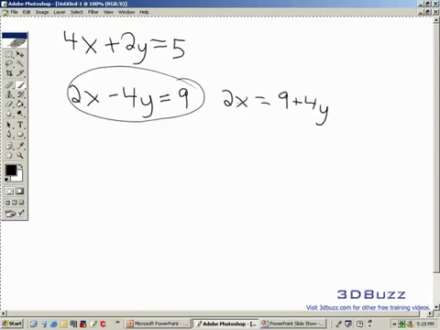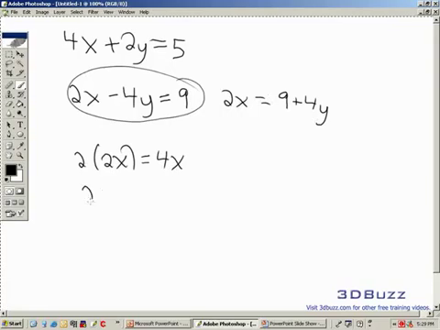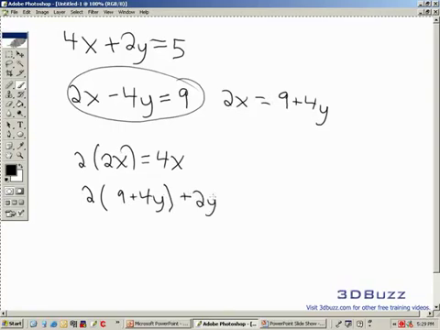And we can divide everything by 2 to solve for x, or we could simply say that 4x is 2 times 2x. So I'm going to do that. And then say that we know 2 times 9 plus 4y, plus 2y equals 5. And then 18, because 9 times 2 is 18, plus 8y plus 2y, so I'll jump a step and go 10y equals 5.